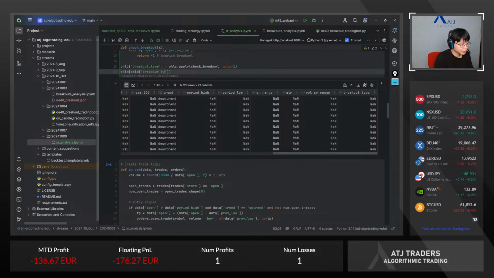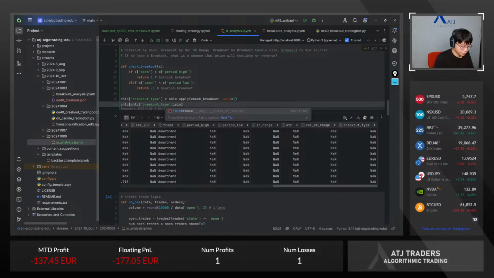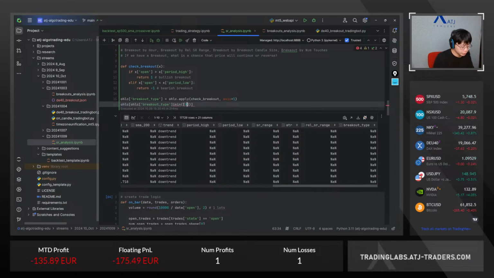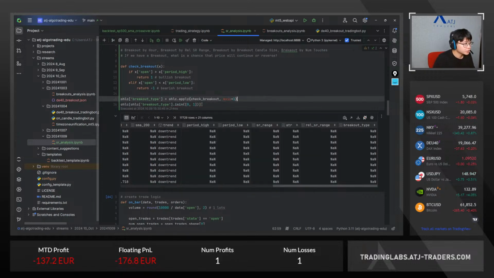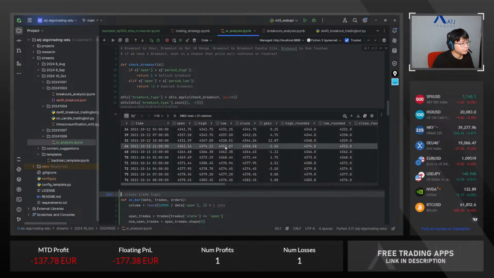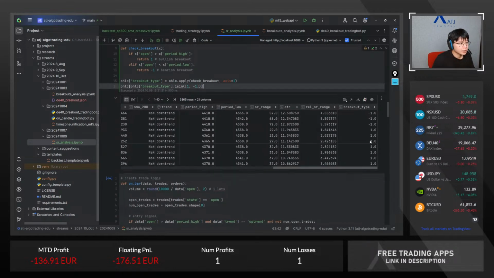So breakout type basically filters out the values, and I want to filter out values 0 and 1, and I forgot a dot here. So with this statement here, I can just filter, oh, not 0 and 1, -1 and 1 actually, right? And here I see this is a bearish breakout, this is a bearish breakout, this is a bearish breakout, and this is a bullish breakout.